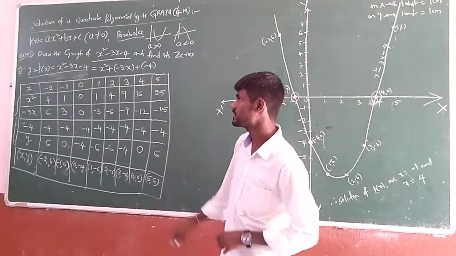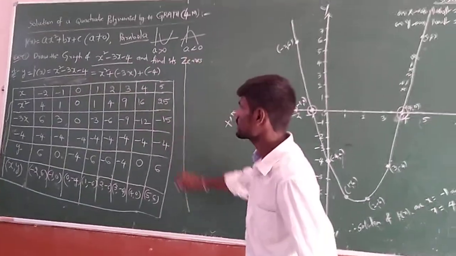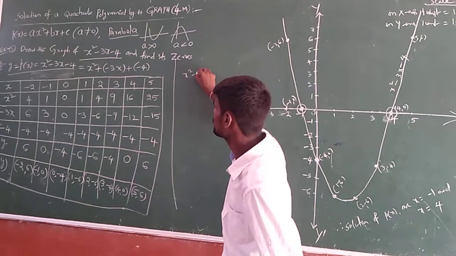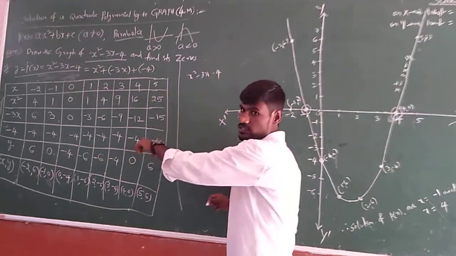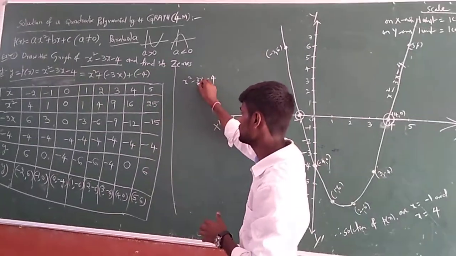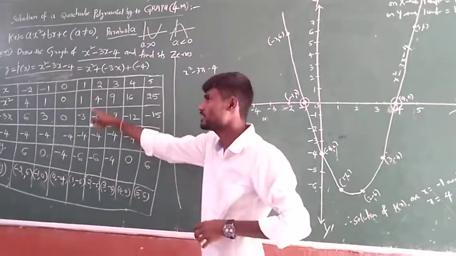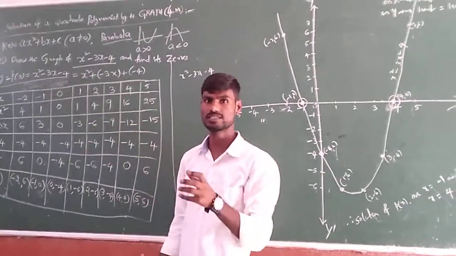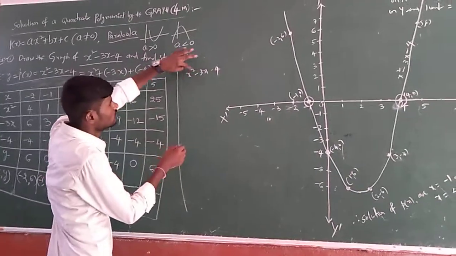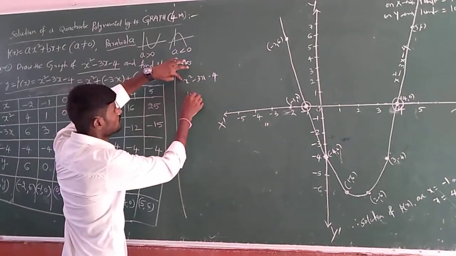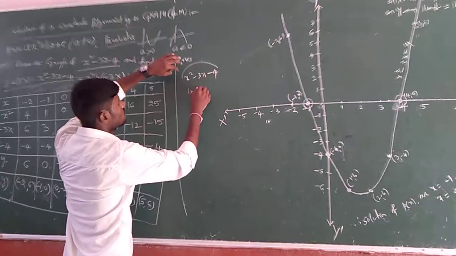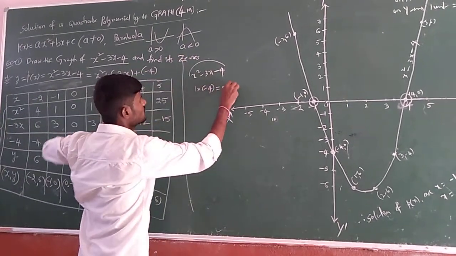One logic is that you need to factorize the given polynomial in the rough work before taking the table. If you take factorization, you will get 2 zeros. Those two zeros you must include in the table. That is the best method. How can we do factorization? The x square coefficient is 1, the constant is minus 4. What is the product? You will get minus 4.